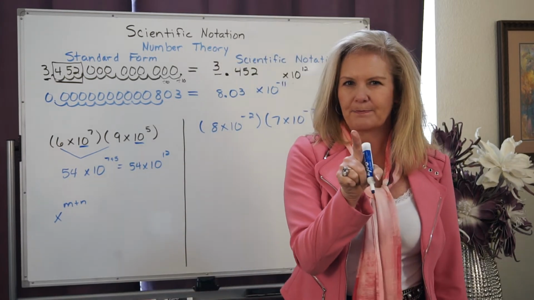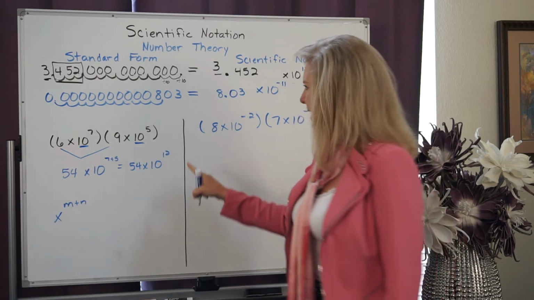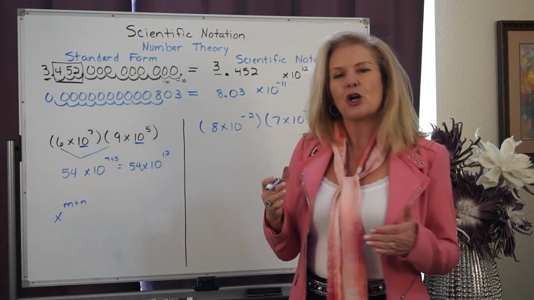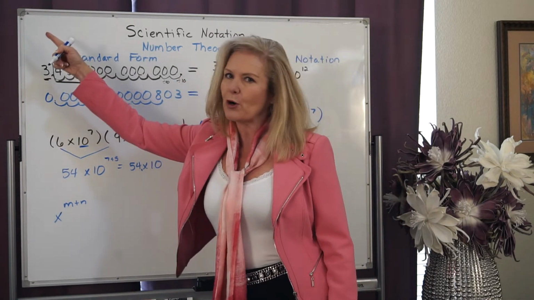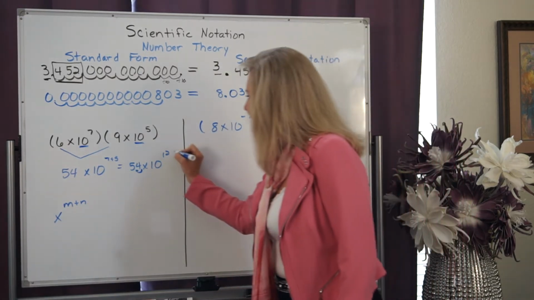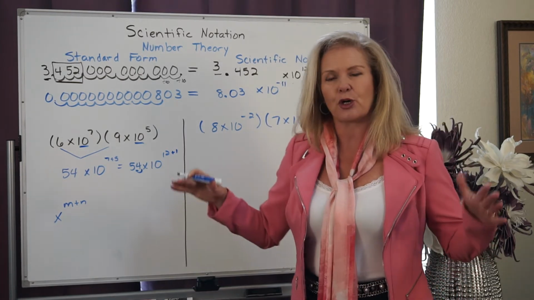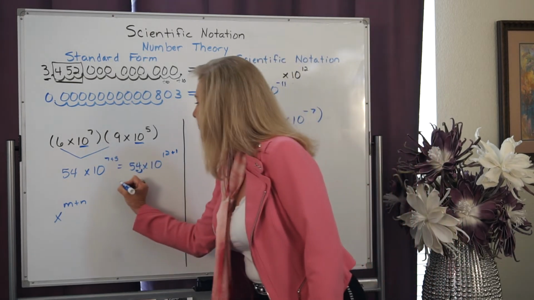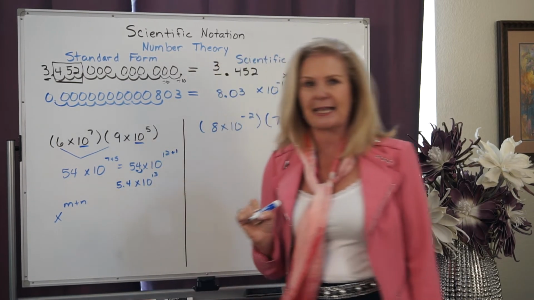But I have a problem here, because by definition, I can only have one digit in the ones place. And right now, my decimal point hasn't moved far enough. So this is called correcting the format. I need to move my decimal point one more place value over. So in order to move it that extra place, I need to add one more place value to that exponent. So in the end, with corrected form, my answer would be 5.4 times 10 to the 13th power.